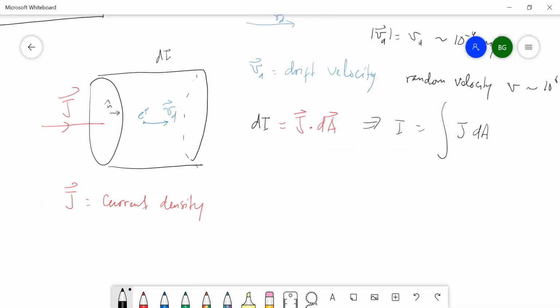Because we measure how many charges form this current density. This current density, how many charges flow through the area of this cup, for example, the cylinder cup. Yeah, so it should be parallel. Okay, should be parallel.